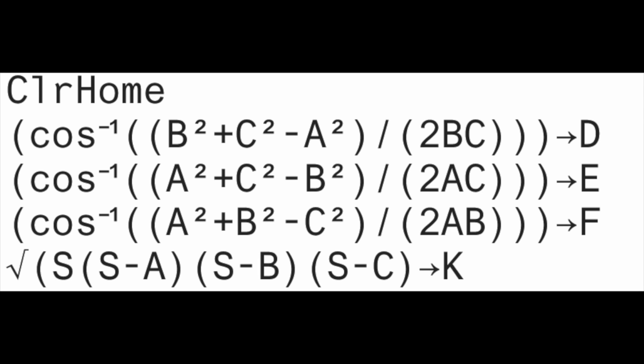Again, you are going to use the clear home command to remove the prior calculations from the screen. To calculate the measures of the angles of the triangle, you are going to use the law of cosines. Lastly, to compute the area of the triangle, use Heron's formula.